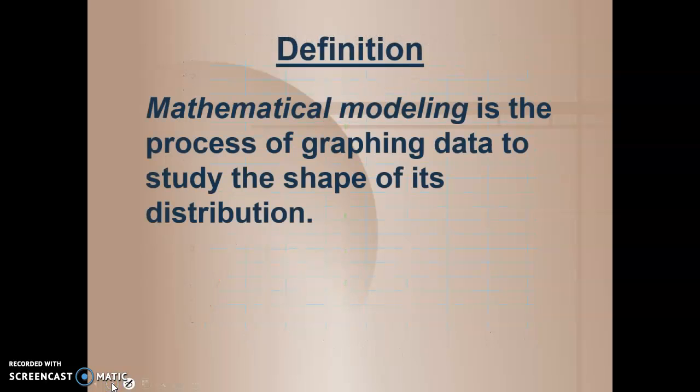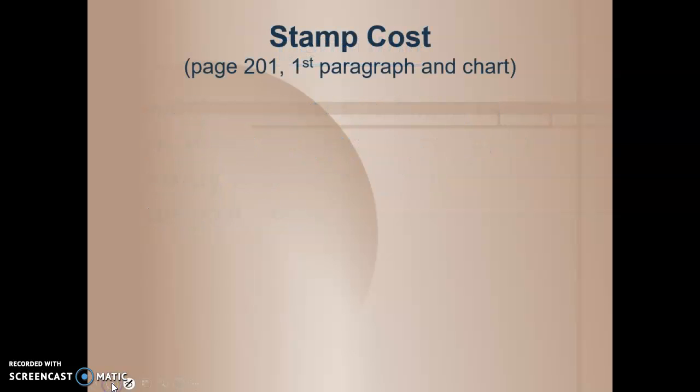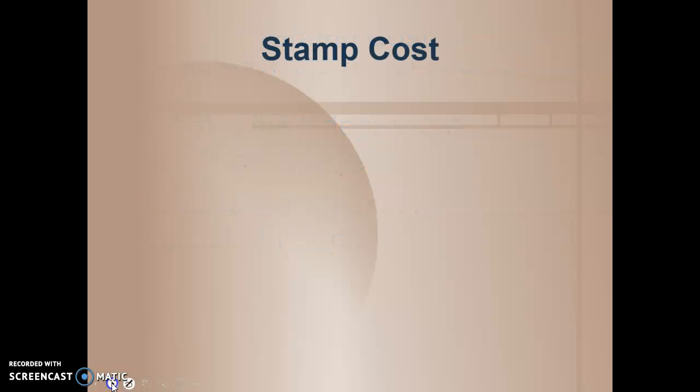This is called mathematical modeling. Mathematical modeling is just the process of graphing data to study the shape of its distribution, to make predictions, to see relationships, and to see patterns. You've got some other mathematical modeling examples in your book. Page 201, you can look at the stamp costs. We're going to skip that one.